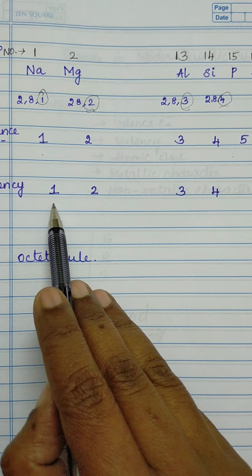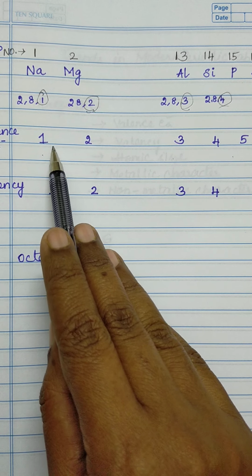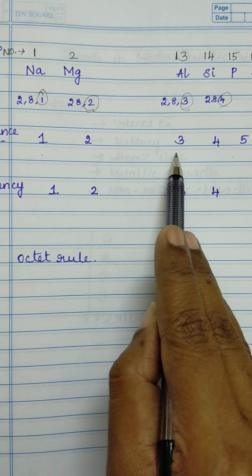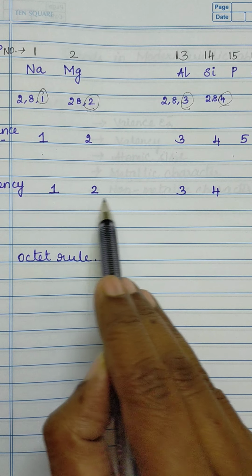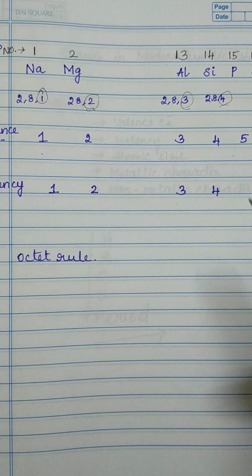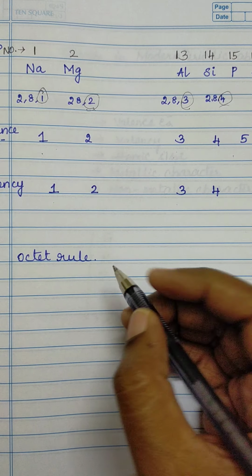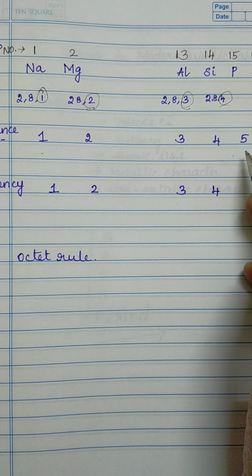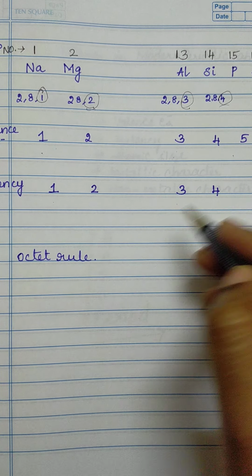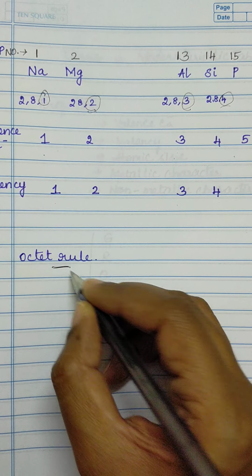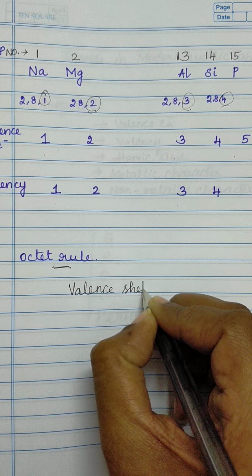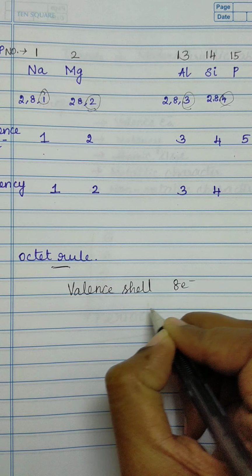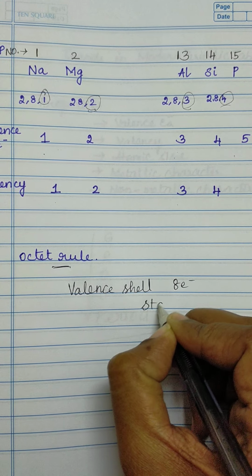Now let us come to valency. If the valence electron is 1, 2, 3 and 4, the valency will also be the same number: 1, 2, 3 and 4. Now what happens if the valence electron is 5, 6, 7, 8? You have to just subtract from 8, because the octet rule says that the valence shell must contain 8 electrons, then only the atom is stable.